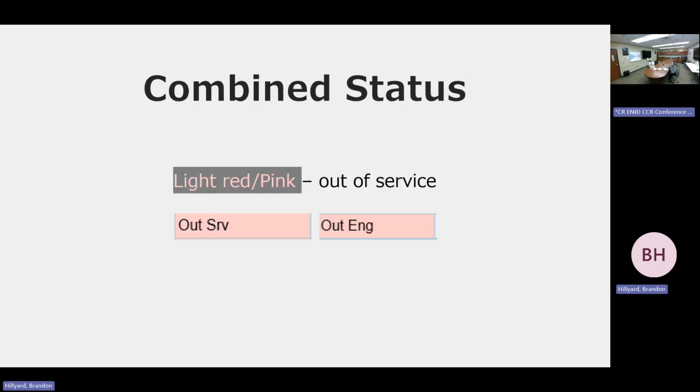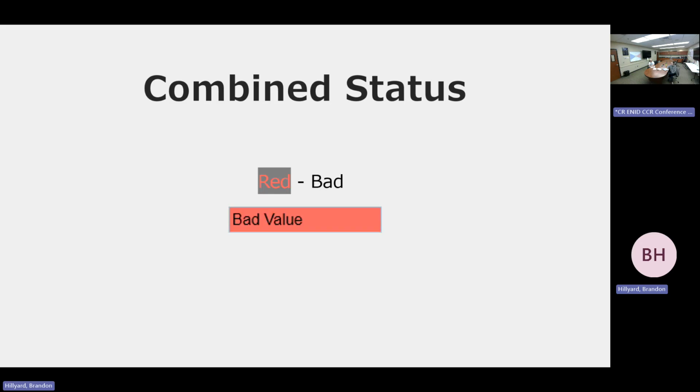Then you've got light red or pink, which is out of service. Operators or engineers can turn it off. And then red is bad. So that could indicate complete loss of connection. If they all go bad, it would show that it's lost connection to the DCS. But if it's just one that goes bad, it's probably because it's outside of the validity limits. And so each of these variables has validity limits that tell APC if it's outside this range: don't use it. That's bad.